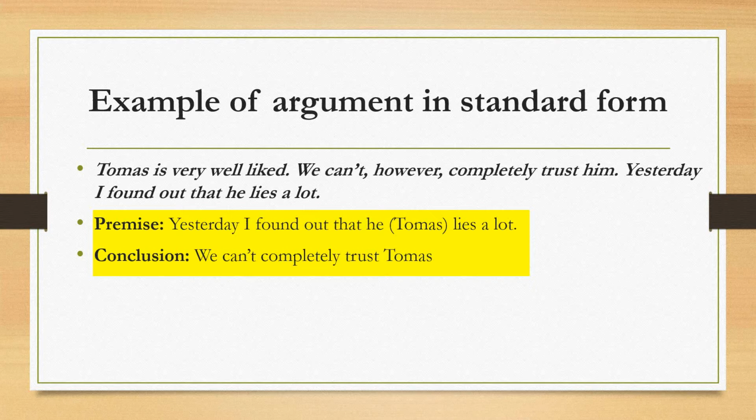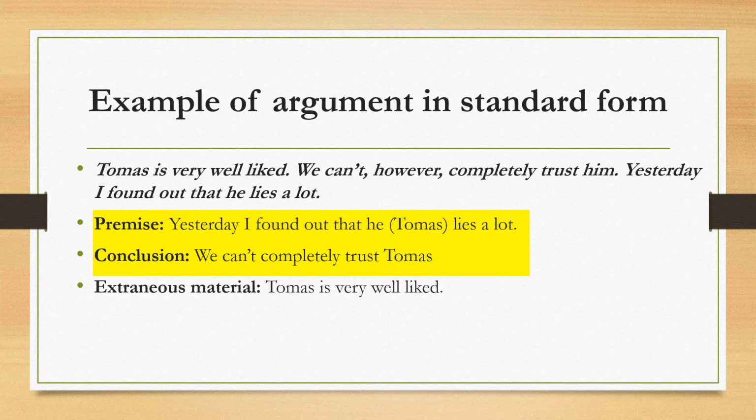Let us now look for the extraneous material. In this example, the extraneous material is easy to find because it is all that is left, and that is the assertion that Thomas is very well liked. We could have found the extraneous material first when we identified the conclusion. This is because the conclusion is that we cannot completely trust Thomas, and the fact that he is very well liked is completely irrelevant to this conclusion.